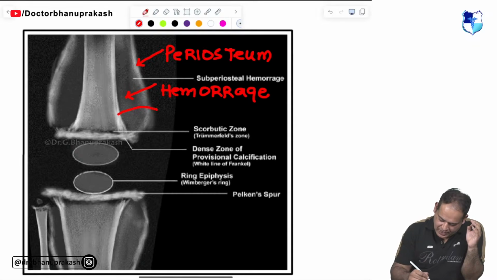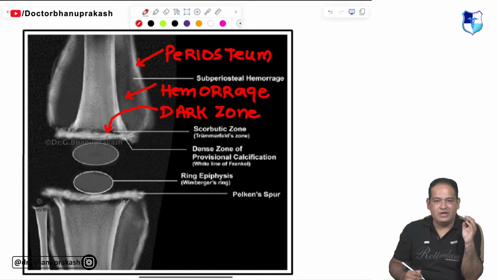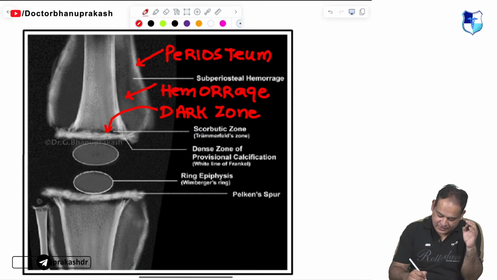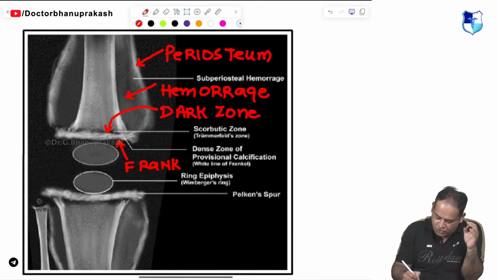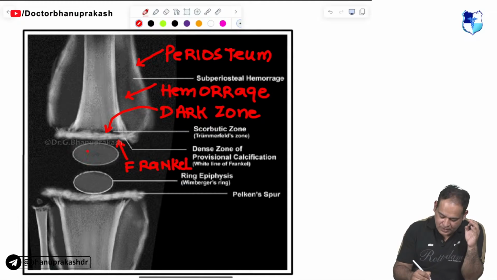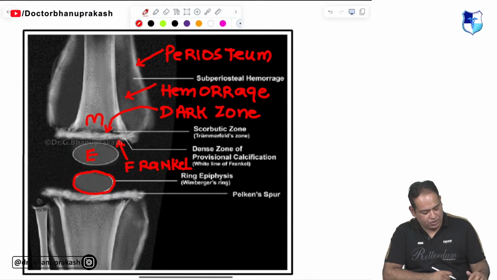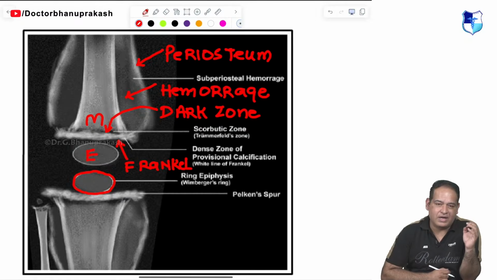And then you see here, this dark zone. This dark zone is called Trümmerfeld zone. And then this is zone of Frankel. Now this is epiphysis, this is metaphysis. Around the epiphysis, you see white colored zone of calcification. That is called as Wimberger ring sign.